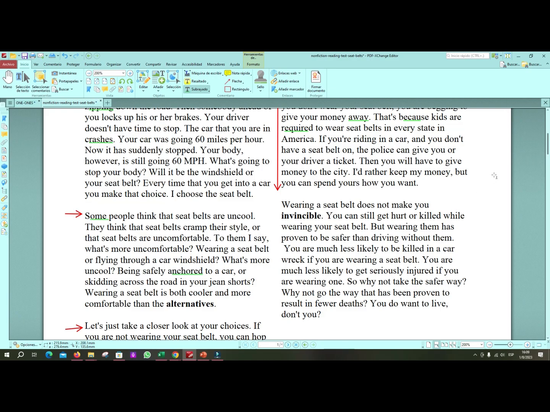Wearing a seatbelt does not make you invincible. You can still get hurt or killed while wearing your seatbelt, but wearing one has proven to be safer than driving without it. You are much less likely to be killed in a car wreck if you are wearing a seatbelt. You are much less likely to get seriously injured if you are wearing one. So why not take the safe way? Why not go the way that has been proven to result in fewer deaths?